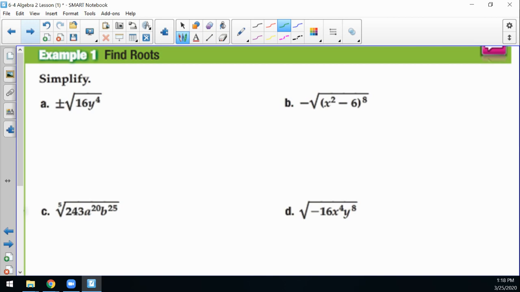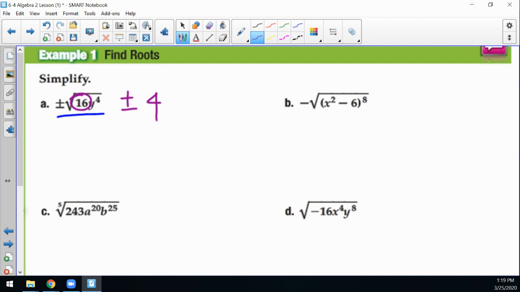All right, so let's look at some examples real quick. I'm going to look at this one right here: plus or minus the square root. Notice there's nothing here, so we can imagine it's a little ghosty 2 right there. That 2 means it's an even number, so our answer is going to be plus minus. And so really I'm going to look at what is the square root of 16. Well, hopefully you know that the square root of 16 is 4.